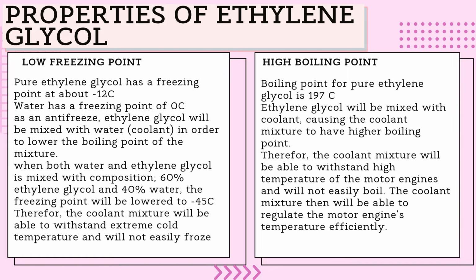Next, ethylene glycol has a high boiling point. Pure ethylene glycol has a higher boiling point, which is 197 degrees Celsius, compared to water, which has 100 degrees Celsius. But the mixture of both compounds will produce a coolant mixture with a boiling point that is higher. Therefore, it is harder for the coolant mixture to boil and is able to regulate the motor engine's temperature.